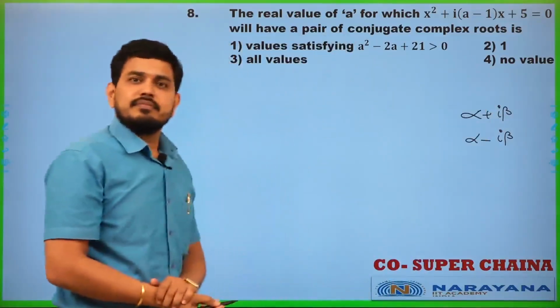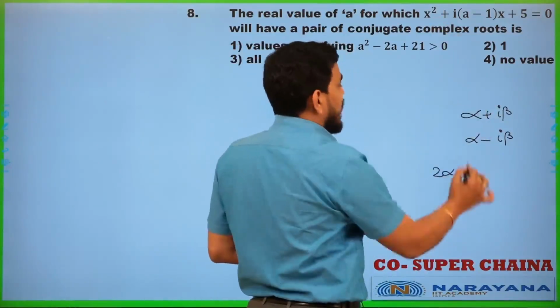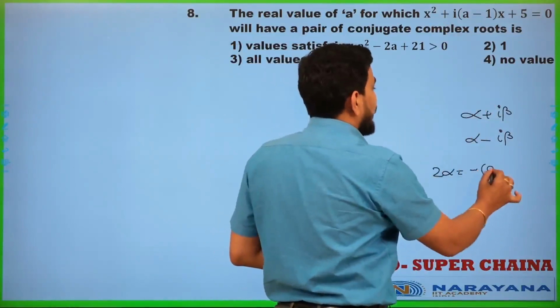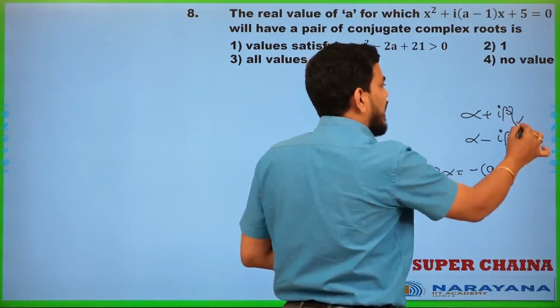So, what will be the sum of the roots? 2 alpha is equal to minus of a minus 1 into i, where alpha and beta are real numbers.